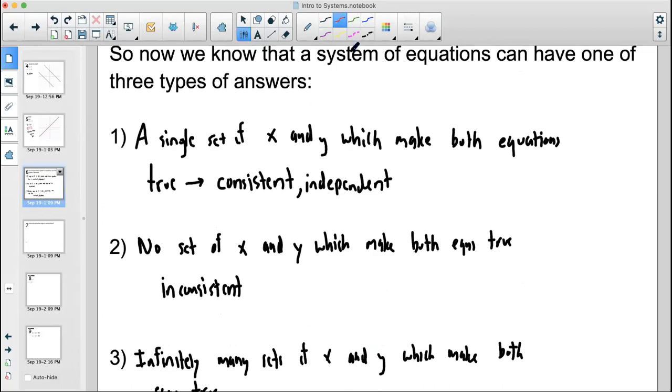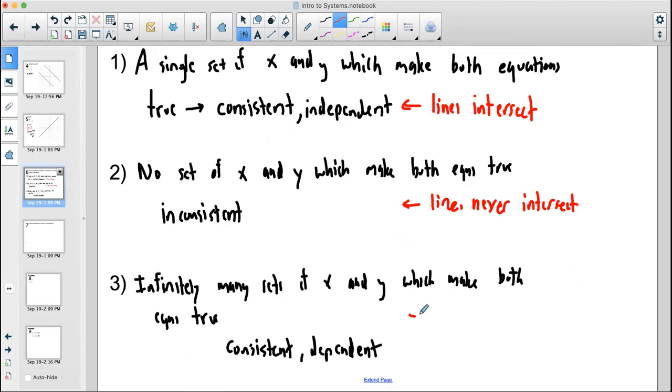We saw on our graphs that this means the lines intersect. If we're thinking about the graphs, this one means the lines never intersect. And this one means that the lines are the same. They're right on top of each other.